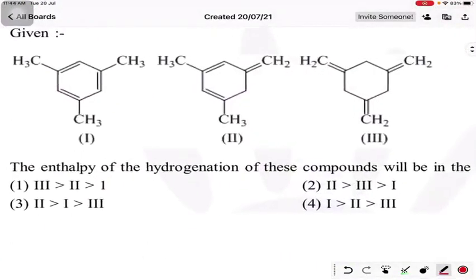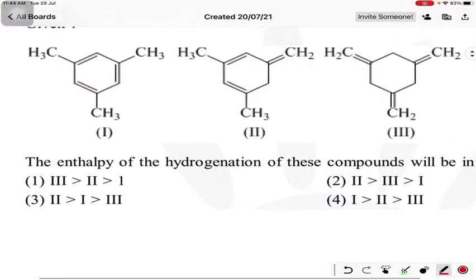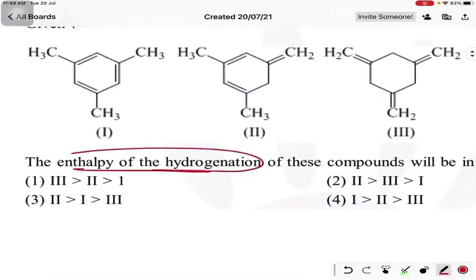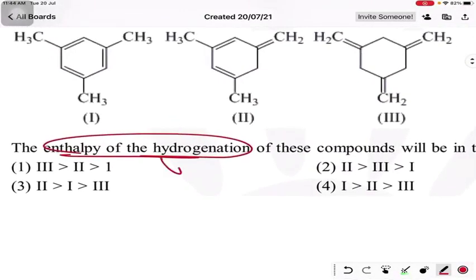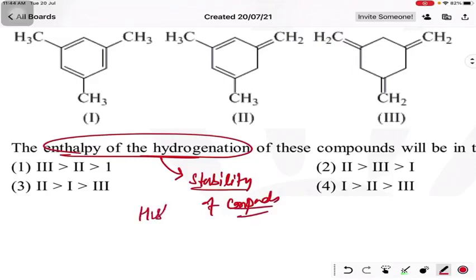Next question is, enthalpy of hydrogenation we have to find. What should be the order? Enthalpy of hydrogenation is a measure of stability of the compound. If enthalpy of hydrogenation is high, it means that the unsaturated compound is unstable. If enthalpy of hydrogenation is low, it means that the compound is highly stable.